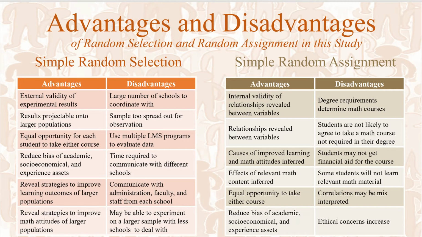Because simple random selection offers external validity, results can confidently reveal strategies to improve learning outcomes of larger populations. The study results may also reveal strategies that can improve math attitudes of larger populations. There are some disadvantages to using random selection. Because there are 27 different schools in Arkansas and each student has an equal chance to participate in the study, there's a vast number of schools with which to coordinate. The sample of this study would be very spread out.